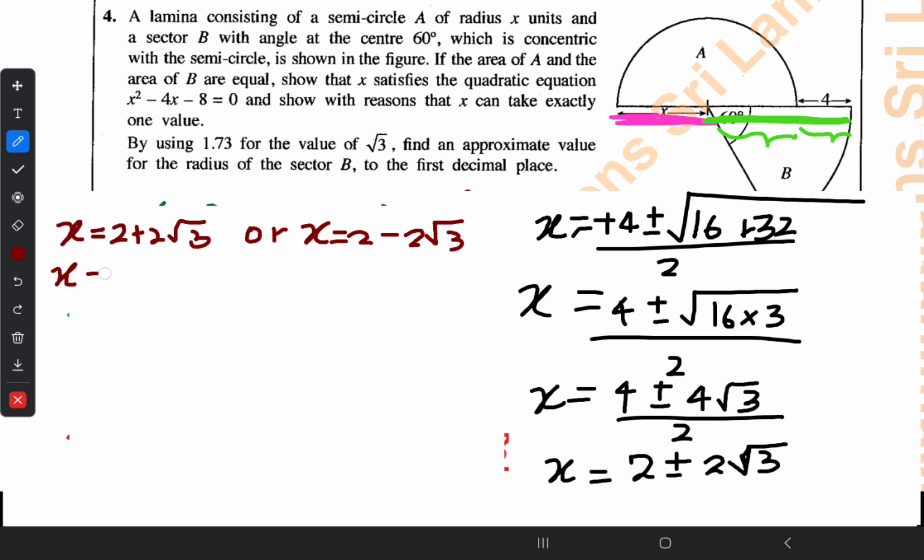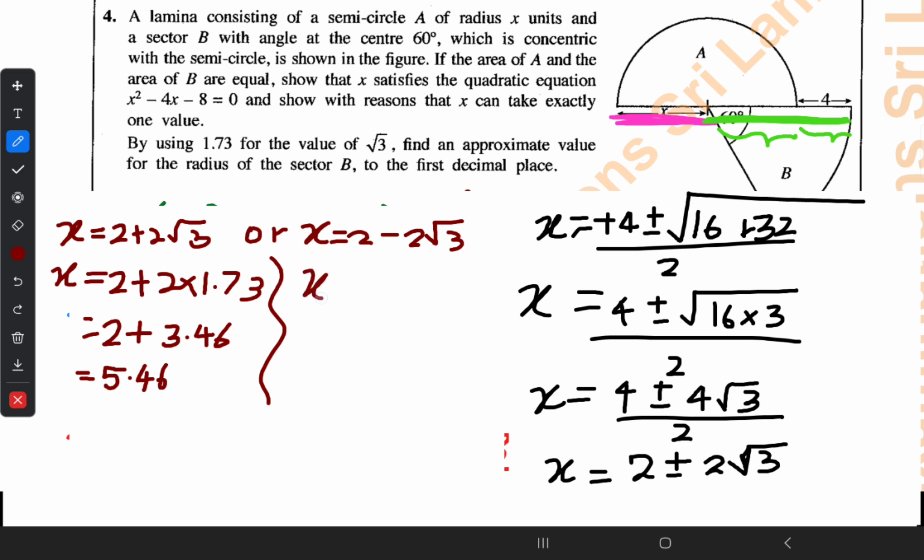Here, the square root of 3 is given as 1.73, so let's take it as 1.73. 2 times 1.73 is 3.46. 2 plus 3.46 gives 5.46. That's the answer we got for x in the first case. In the second case, 2 minus 3.46 will give you x as negative 1.46.